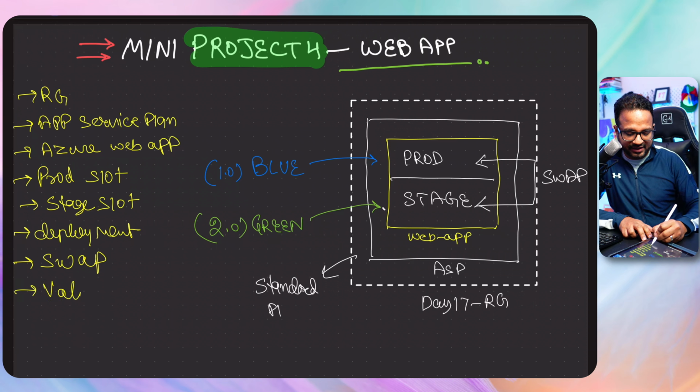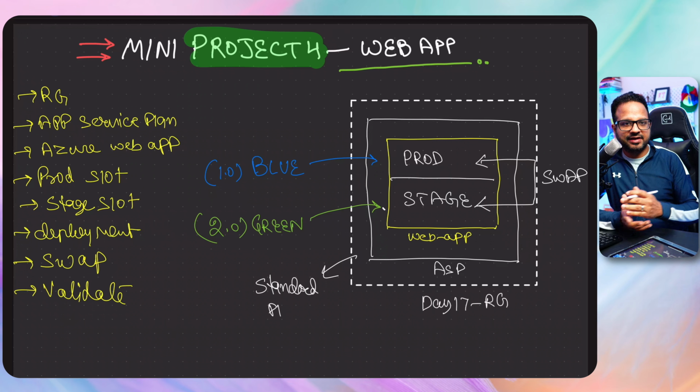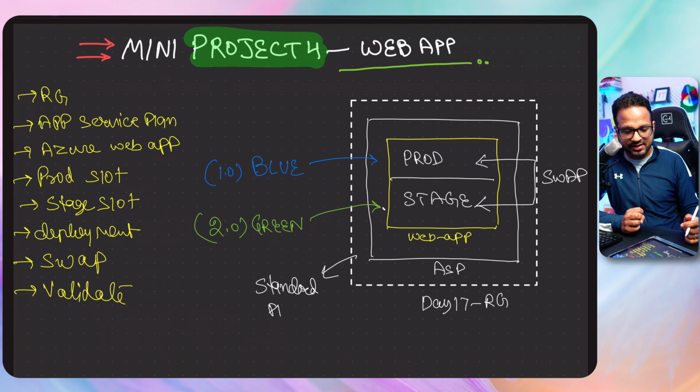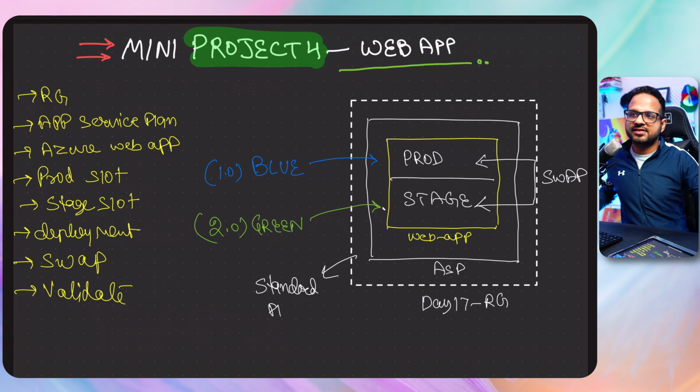After that we'll validate the changes on the web app. We'll have a sample app that I have taken from the Terraform documentation. We'll deploy that sample app to this. It's a sort of blue green deployment we'll be doing. So let's start with that and let's see how it's done.